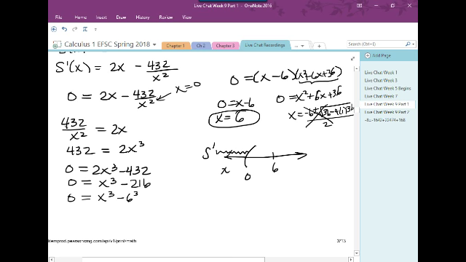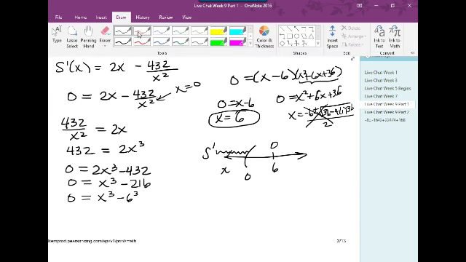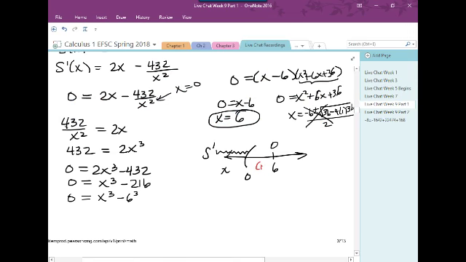That's a critical value. It makes the derivative equal 0. And then I'm going to check values on these intervals and see if we have a minimum. So any value on this interval will work, like 1 or 10. And if you plug it into s prime of 1, we don't really care what the value is, just whether it's positive or negative, right? So 2 times 1 minus 432 over 1 squared is definitely going to be less than 0. It's going to be negative.